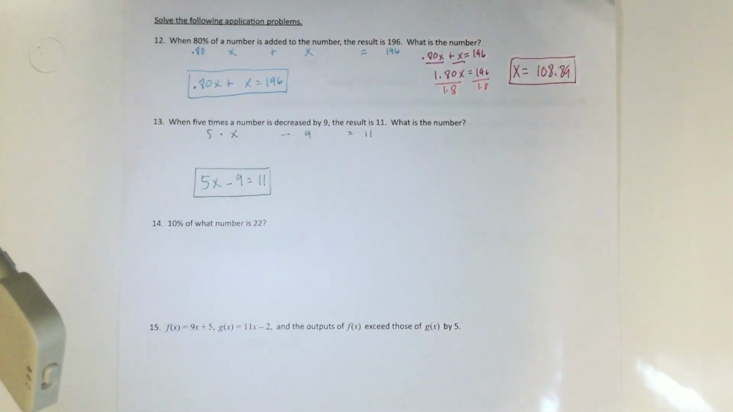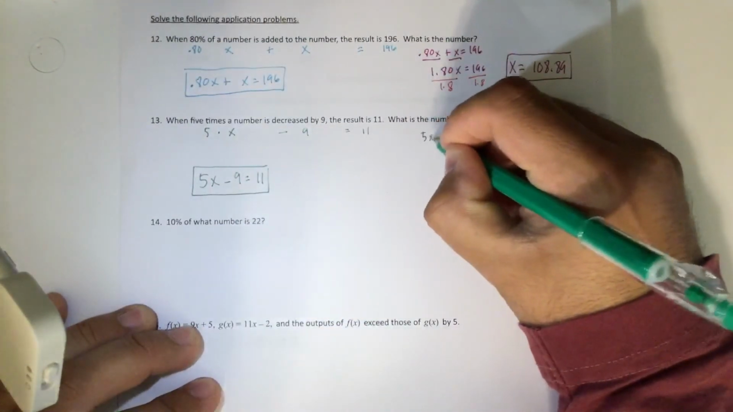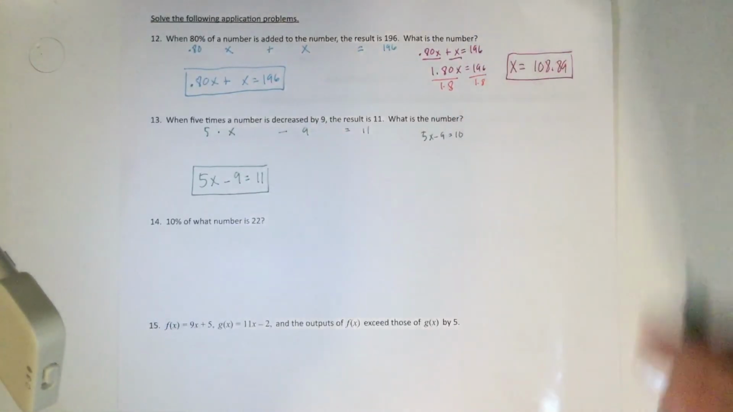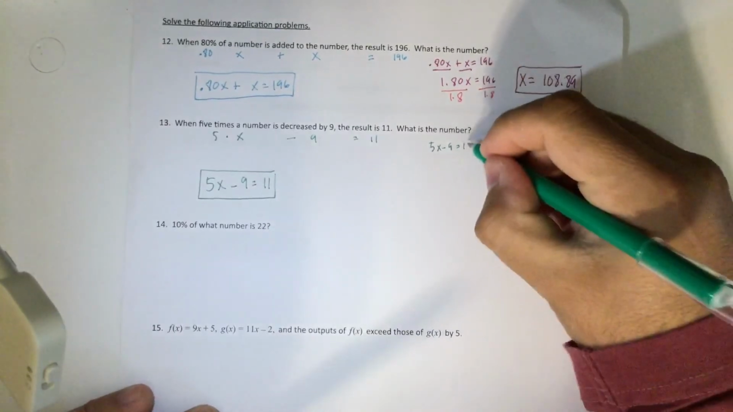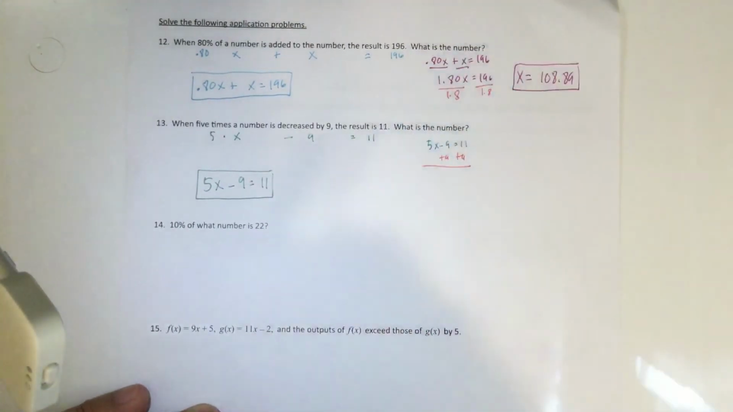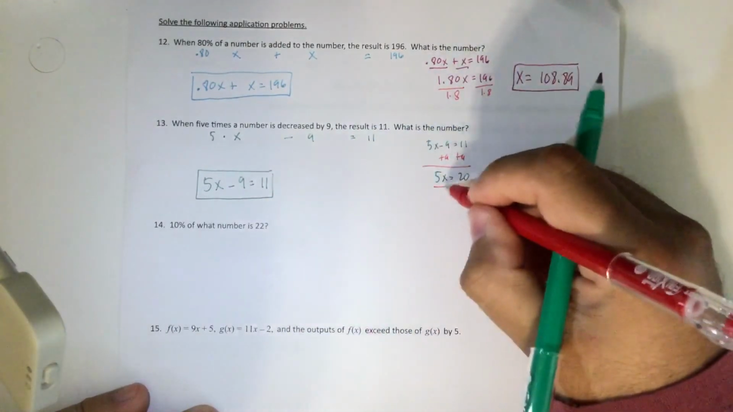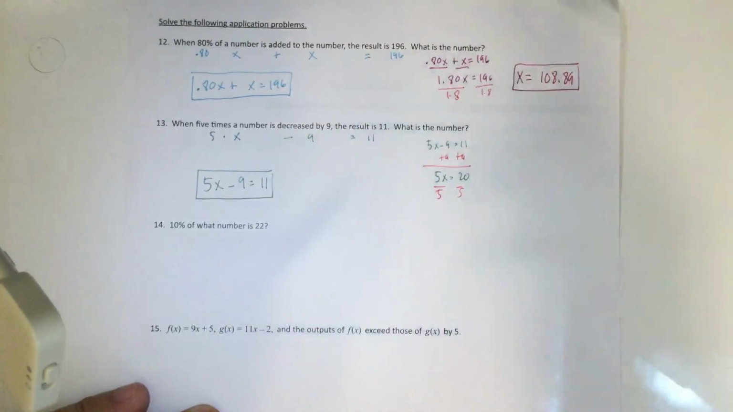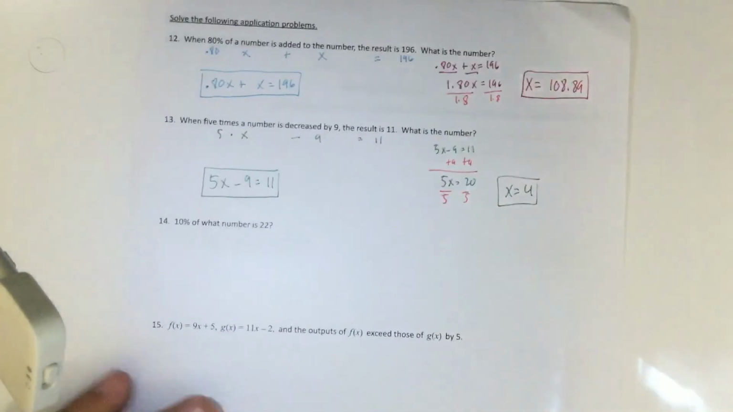All right, from here, we're going to go ahead and solve that. So I'll just do it in green. 5x minus 9 equals 11. First thing we should do to solve this is add 9 to both sides. So 5x is equal to 20. Divide both sides by 5. And x is equal to 4.